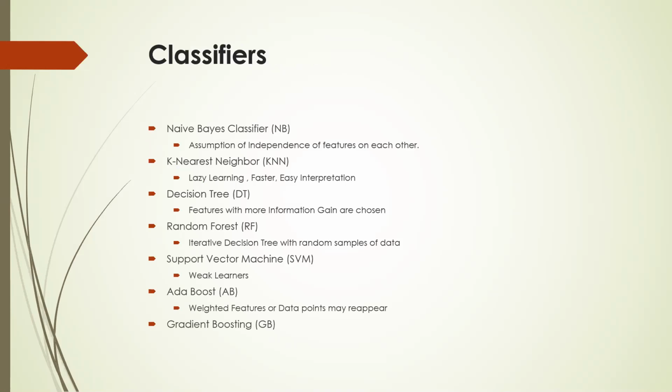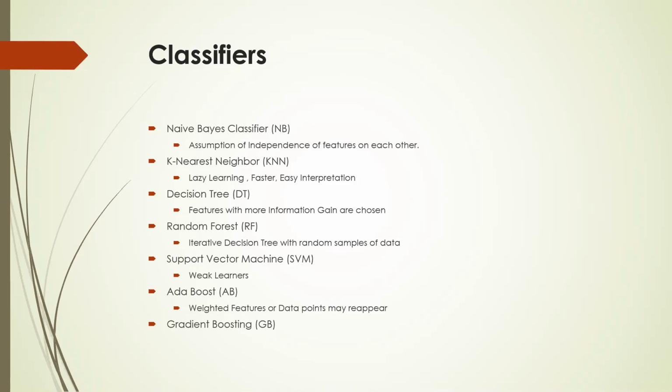The classifiers I used were naive Bayes classifier, k-nearest neighbors, decision tree, random forest, support vector machine, AdaBoost, and gradient boosting. Naive Bayes classifier is where each feature is assumed to be independent of the other. There is no correlation between the features. And k-nearest neighbors takes a toll on the computational charges because it memorizes every training example and finds out the nearest neighbor.